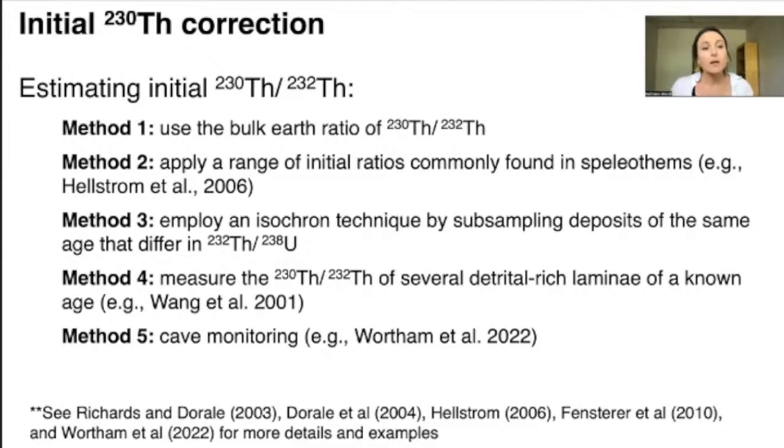Okay, method 5 involves a little cave monitoring, so you're looking at soil leachates and cave sediments in order to, again, better constrain the initial ratio of your source material, that's detrital material. Alrighty.